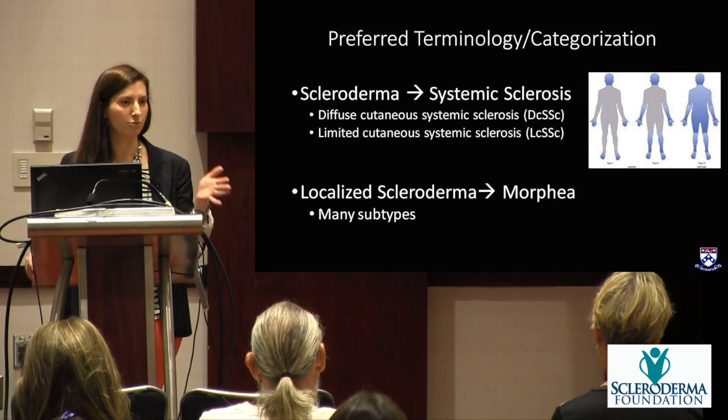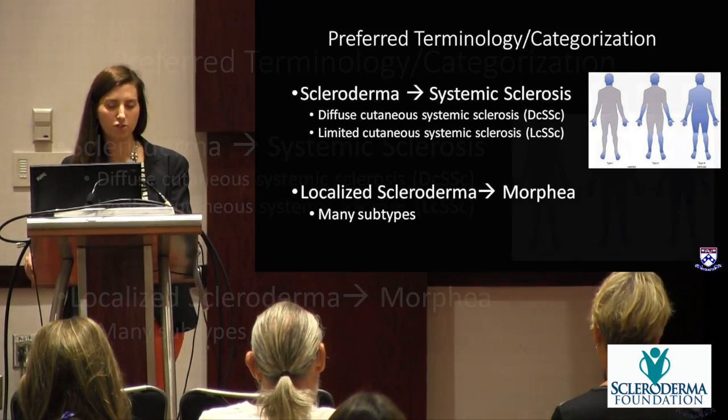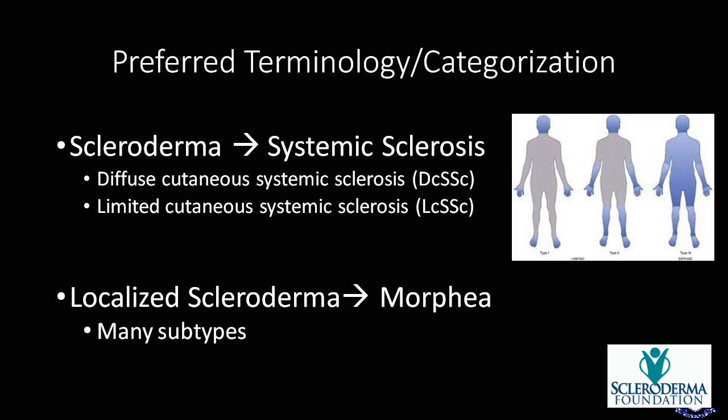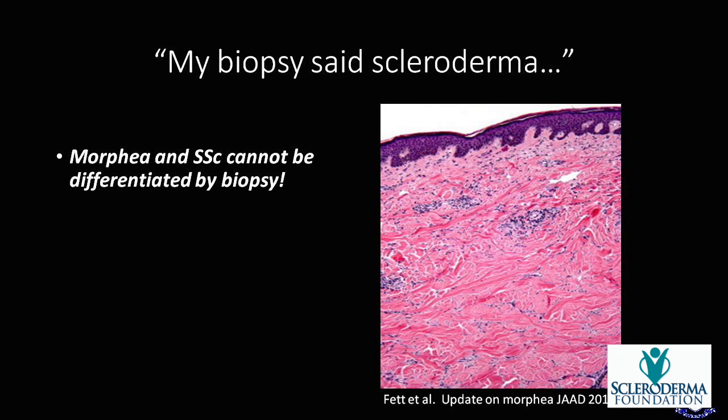In opposition to the scleroderma and systemic sclerosis change, we really have changed completely in dermatology to utilizing the term morphea instead of localized scleroderma. Why? Because morphea does not turn into systemic sclerosis. Super important to know. And we'll go over that more too.